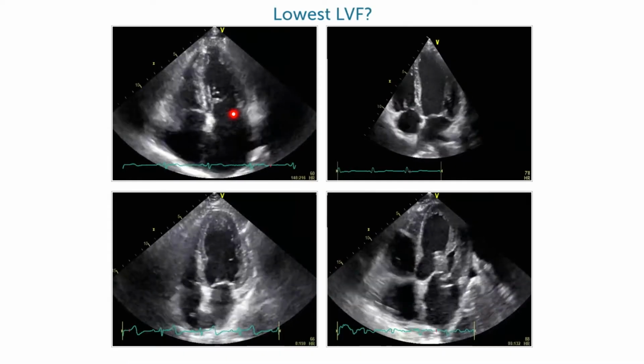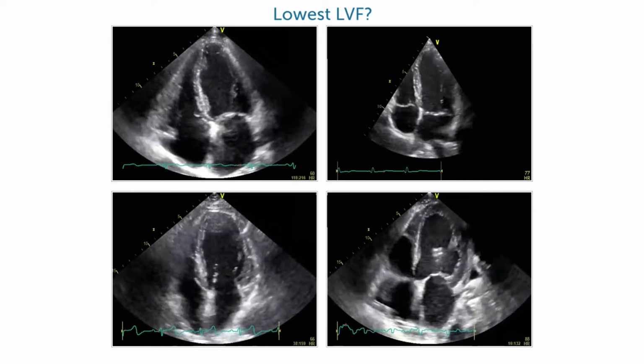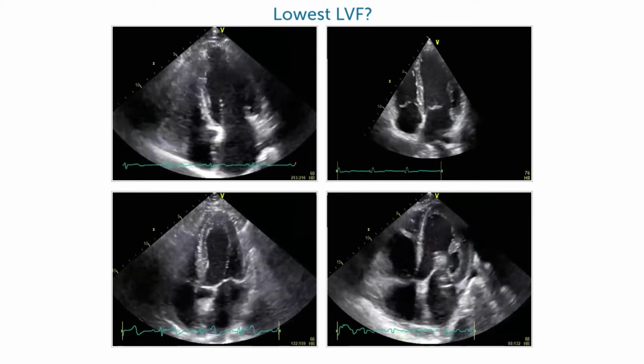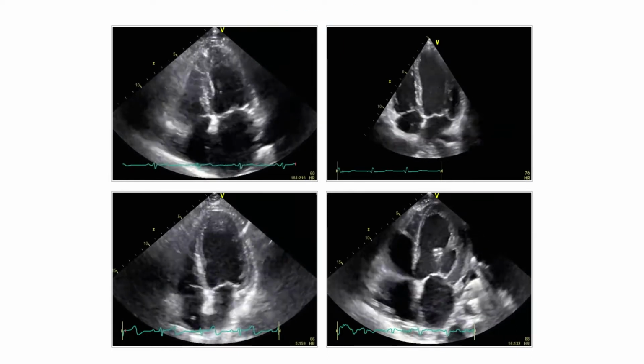Now we'll turn it around. This time you will have to tell me which of these 4 ventricles has the least ejection fraction, the lowest ejection fraction. Is it the one here on the top, this one, or this one? Okay? Okay, are you ready for the answer?